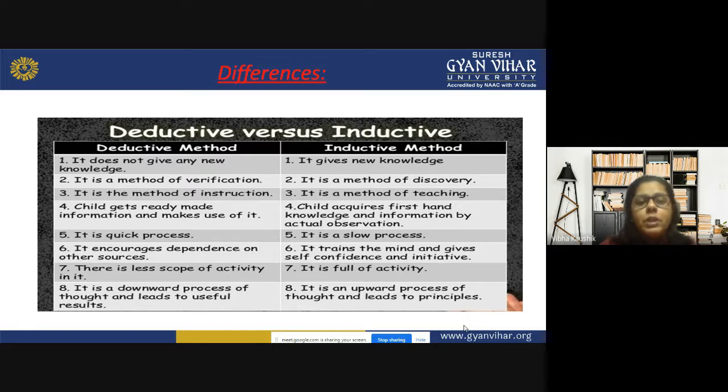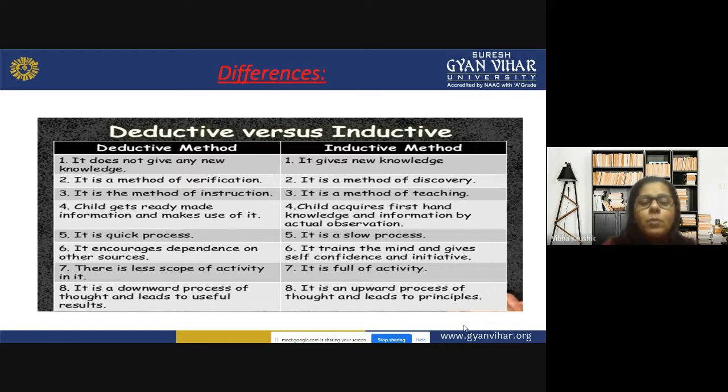Now, the difference between deductive versus inductive. The deductive method does not give any new knowledge. It means when the teacher is applying the deductive method, it's not giving any new knowledge to the learner. It is a method of verification, meaning we are verifying the theory or the things that are present before. It is a method of instruction, a way of giving instructions to the learner. The child gets ready-made information from the teacher and starts making use of it.